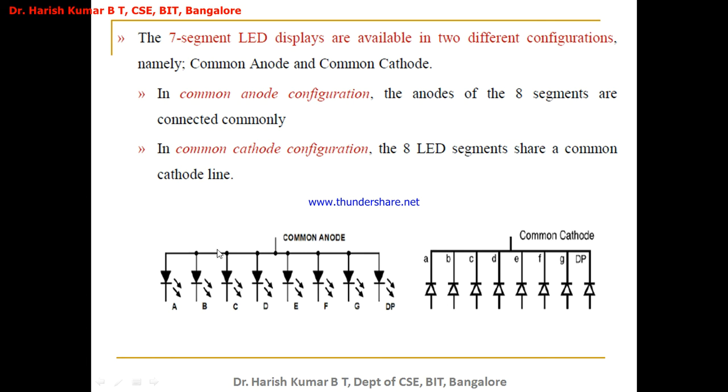If it is a common anode configuration, if I want an LED to glow, I have to give the value 1. If I give 1 to this, then this glows. Similarly in a common cathode, I have to give 0. 0 means glow in common cathode. In common anode, 1 means glow.